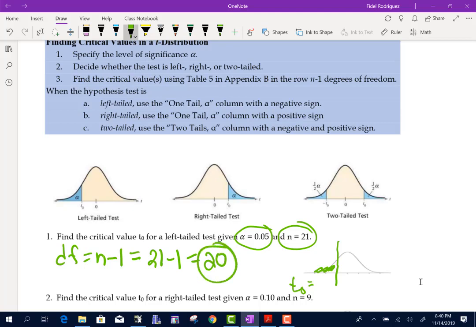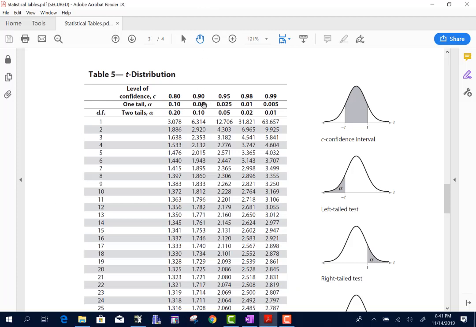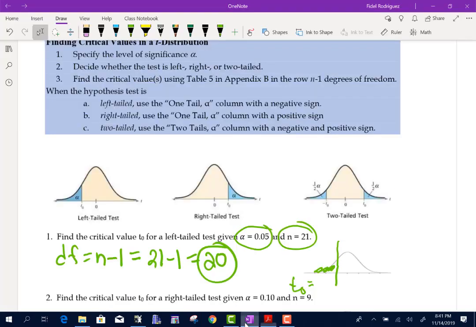20? Okay, so I'm going to come back over here to my table. I'm going to go to alpha 0.05. I'm going to go to degrees of freedom of 20. Look at the value that we have right here. What is that number? 1.725? Okay, now guys, it says we're going to write it with what kind of sign? Negative sign, right? So right here, I'm going to put negative 1.725. Okay, so guys, one way you can do it, you can use the table.